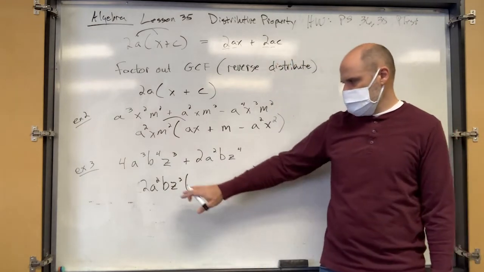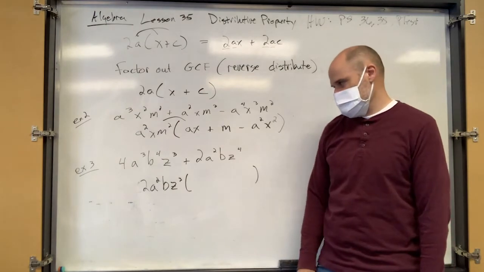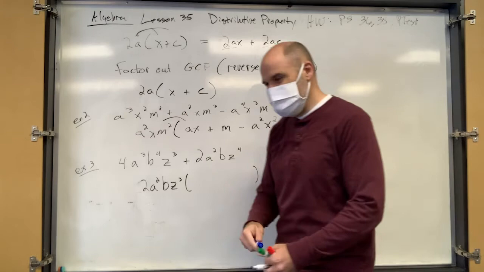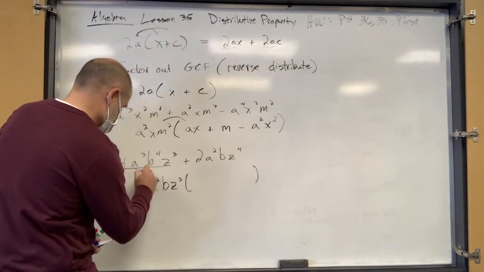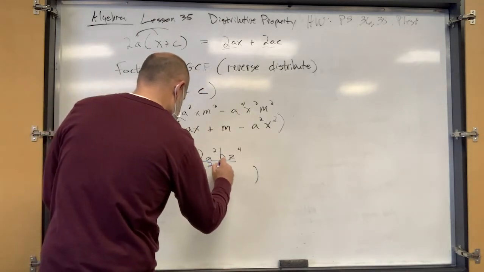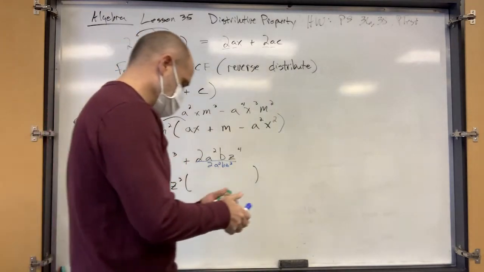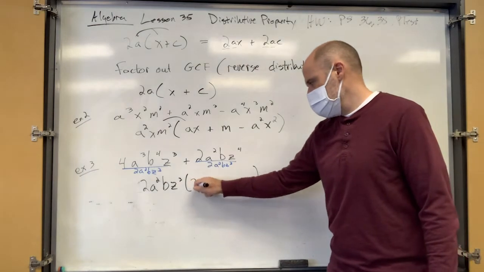What are we left with when we divide this out of that? We have 2. Yep, and if you need to, guys, do this. 2a squared bz cubed. 2a squared bz cubed. So what are you left with? 4 divided by 2 is 2. And then what?